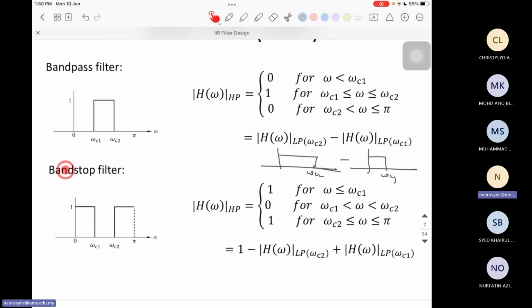Now this band stop filter I can write in terms of low pass filters again. Band stop filter is nothing but 1 minus this whole term. 1 minus the band pass filter is nothing but the band stop filter. So 1 minus this whole term, this minus and this minus sign will be plus here. So this is the band stop filter. The name itself says it will stop the frequencies within some band.